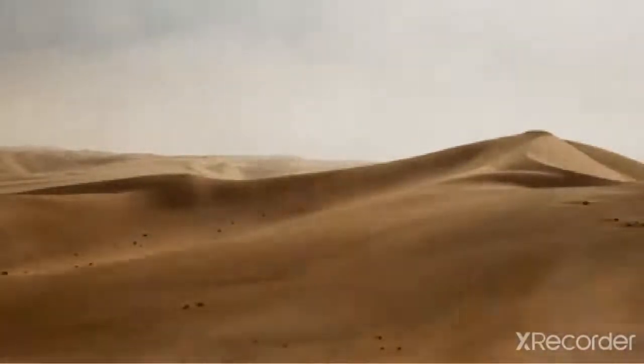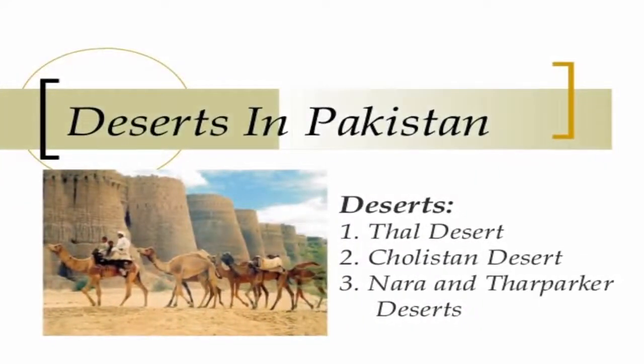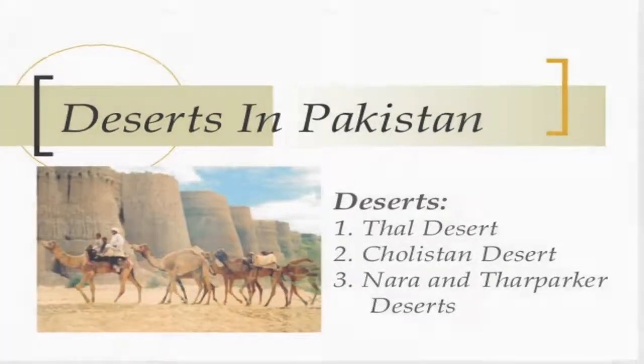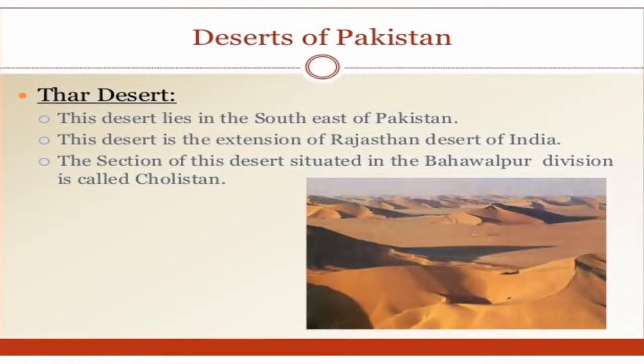And as you know very well, the main deserts of Pakistan are Thal Desert, Thar Desert, and Cholistan Desert, okay? Let's talk about each of the deserts in detail. Yes, guys. Firstly, we are going to talk about our Thar Desert. Guys, this desert is located in the southeast of Pakistan. It is also named the friendly desert of Pakistan.